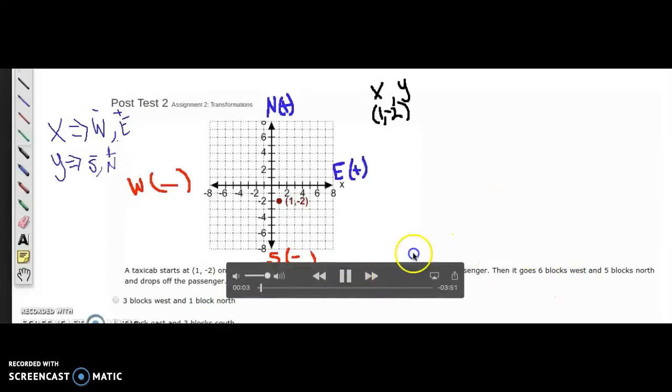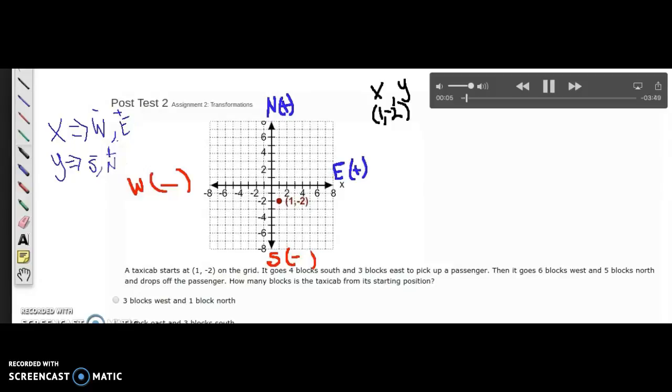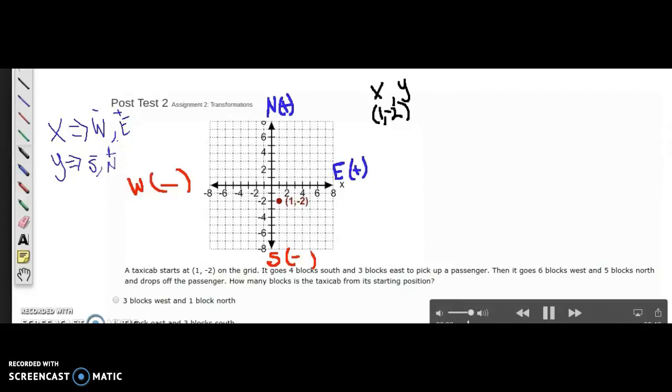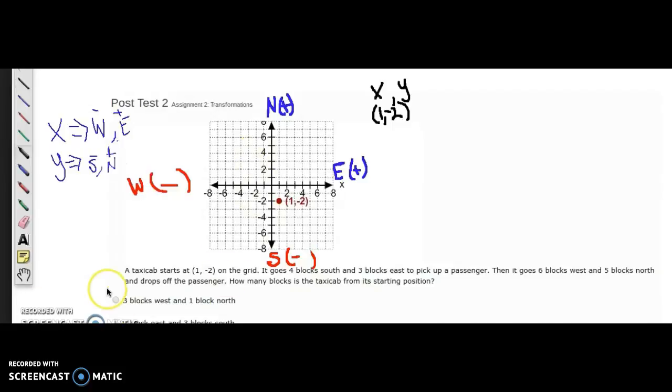So to answer your question, if we do it mathematically, maybe it's an easier way than just counting out the blocks. If you think of it this way, your x-axis is your west-east. So if you're moving in a west direction, you're moving in a negative direction. If you're moving in the eastward direction, you're moving in a positive direction. The y-axis is not the same, but if you're moving in a north direction, you're moving positive. If you're moving in a southward direction, you're moving in a negative direction.